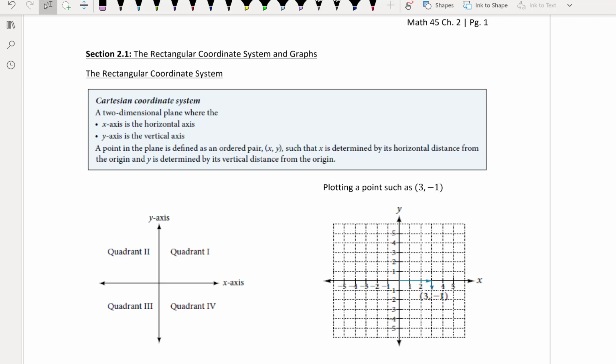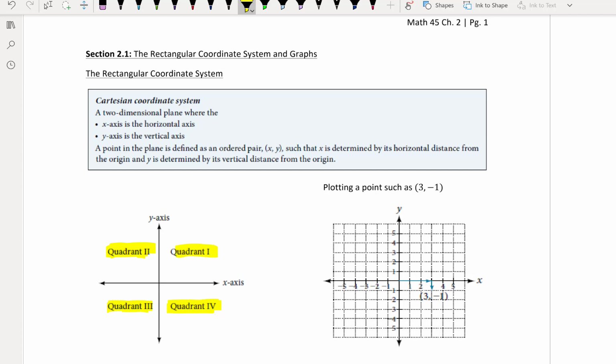In particular, Section 2.1, the rectangular coordinate systems and graphs. So here we talk about the XY graph. We have our different quadrants. So our quadrants here are quadrant 1, quadrant 2, quadrant 3, and quadrant 4. Notice how those are in Roman numerals, okay?